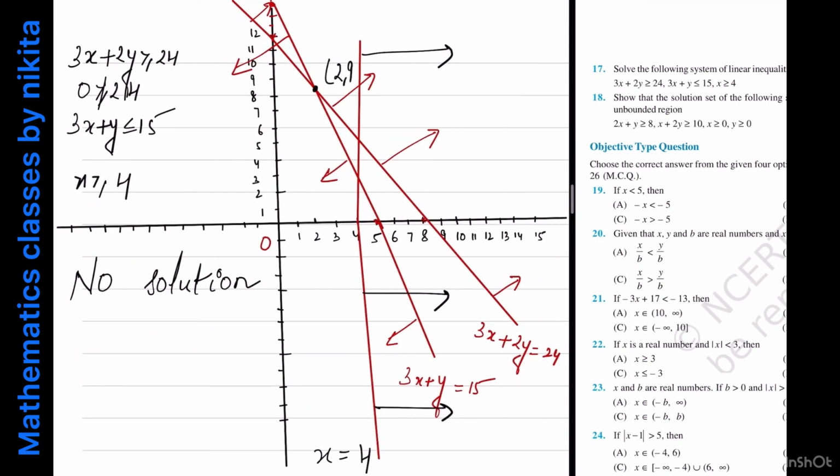(2, 9), and you can see that for this point, the x coordinate is 2. That means it lies in this region, that is x is less than 4. Okay, so this is what I was trying to say.